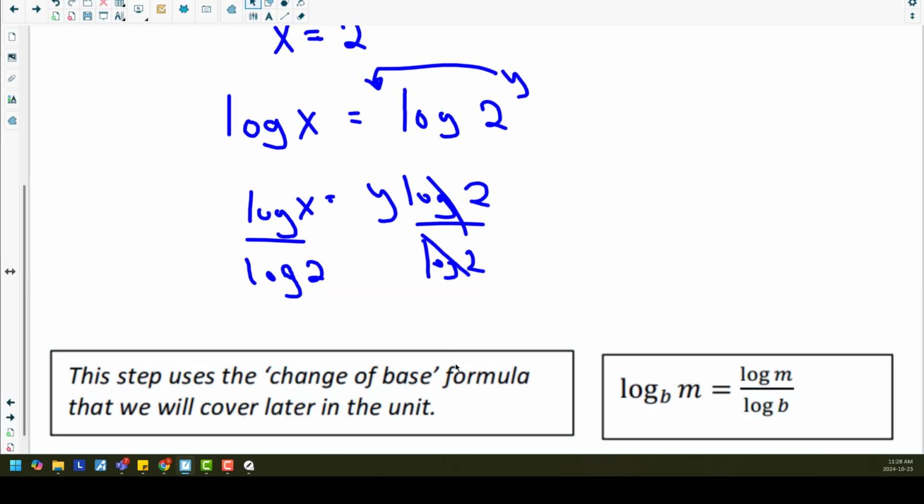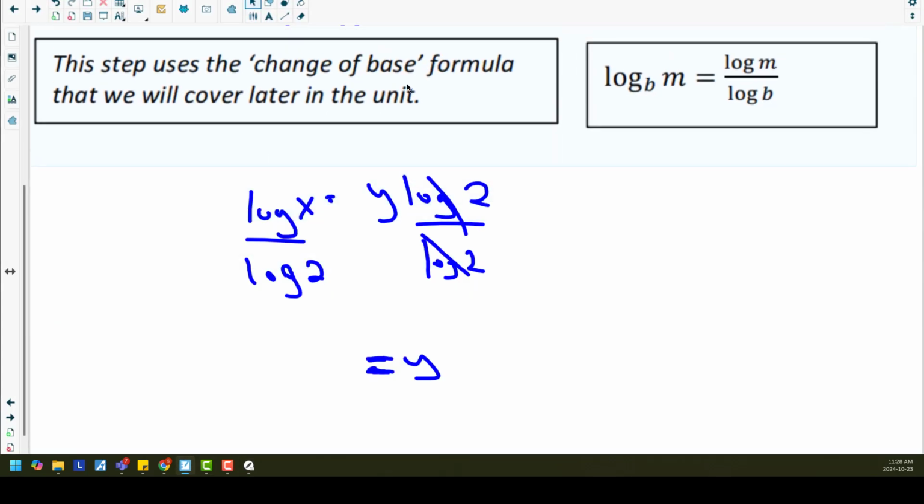Just remember that whenever you have two logs that are dividing, like this, you can rewrite that as log base b of m. So your numerator is the value that goes here, and your base for the log is the value that was in the denominator. So in this case, it's going to be log base 2 of x equals y.